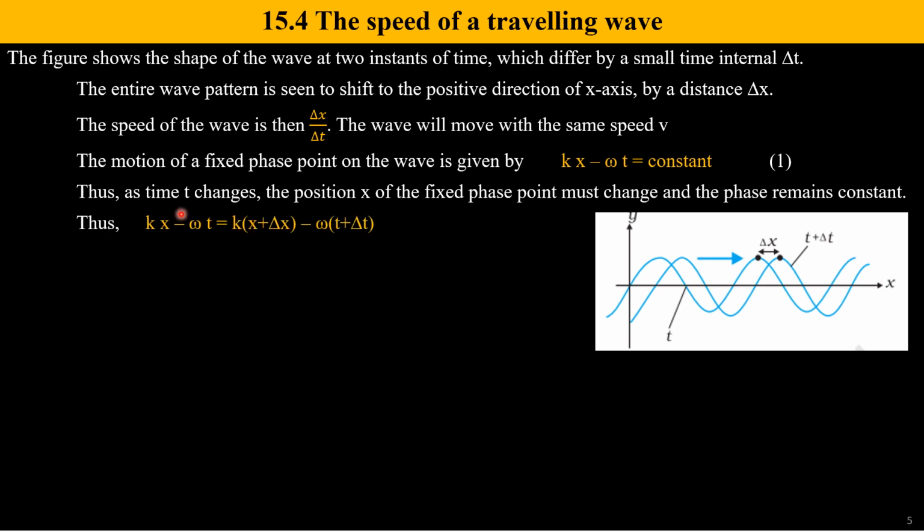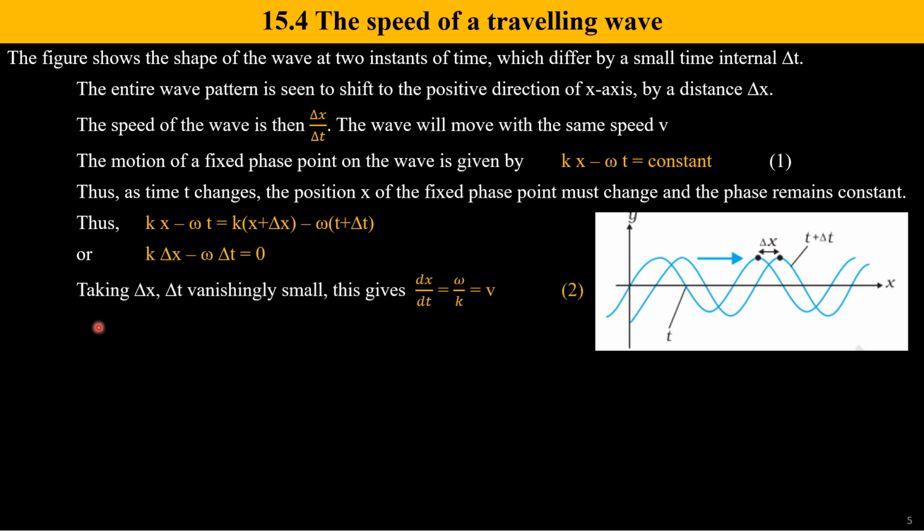Therefore, equating both left hand side and right hand side, substituting and cancelling the common terms, we get k into delta x minus omega into delta t equals 0. Thus, taking delta x and assuming delta t to be very small gives the relation dx by dt equals omega by k, that is rearranging the previous equation. That is, dx by dt is nothing but velocity v. Let it be equation 2.